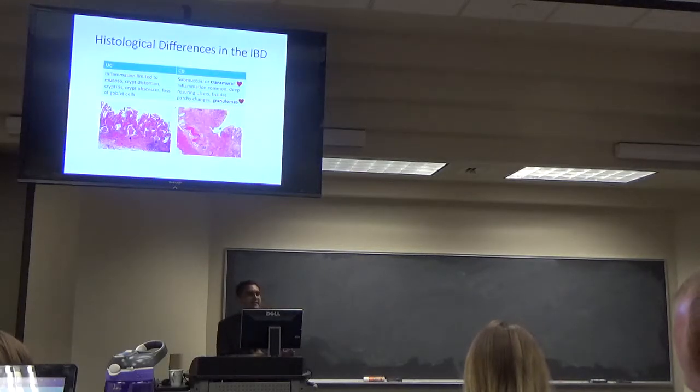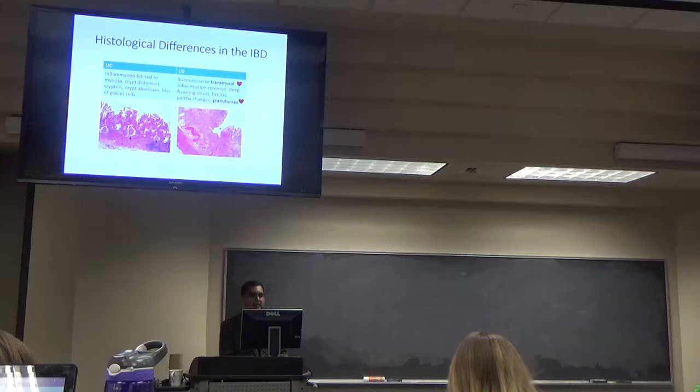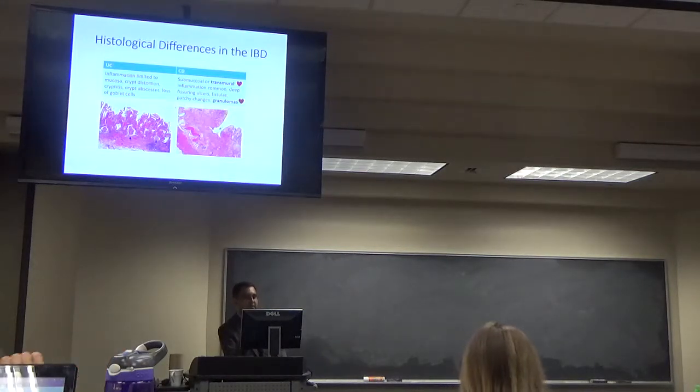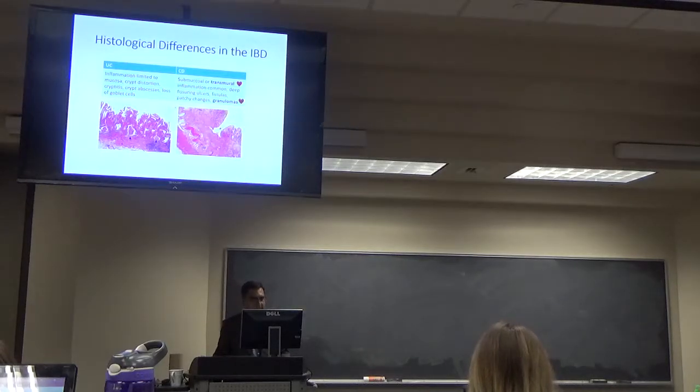So once again, the differences between ulcerative colitis and Crohn's disease. Crohn's disease is transmural inflammation, so more than just the mucosa, and it has granulomas in it. Here this is superficial inflammation, here the inflammation is going deep.